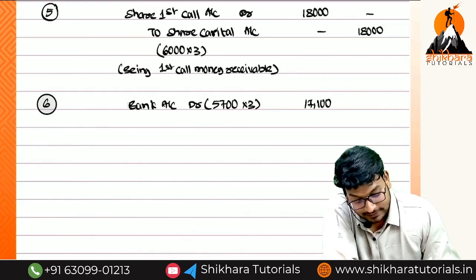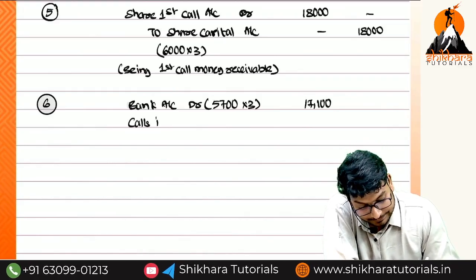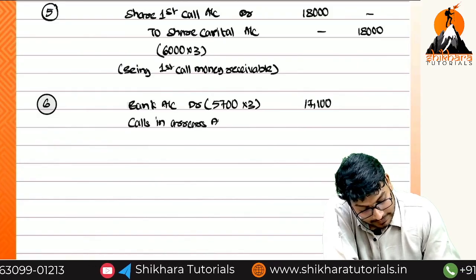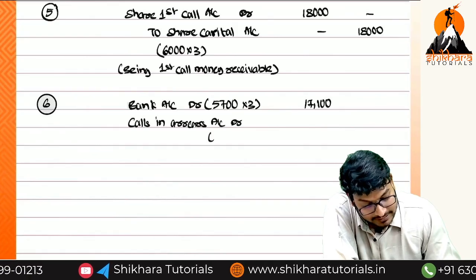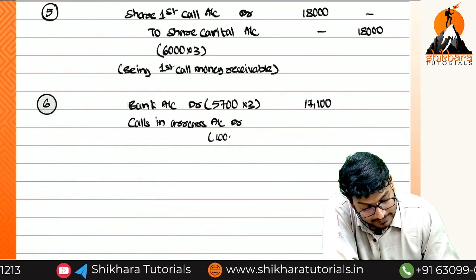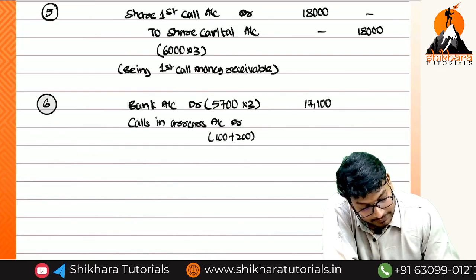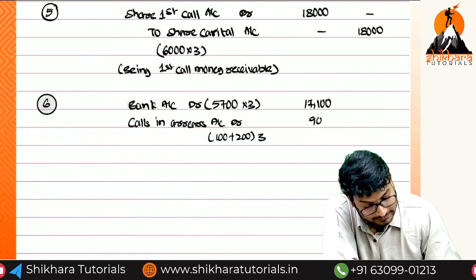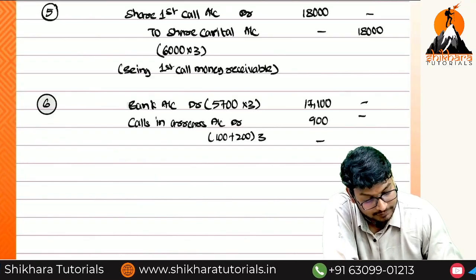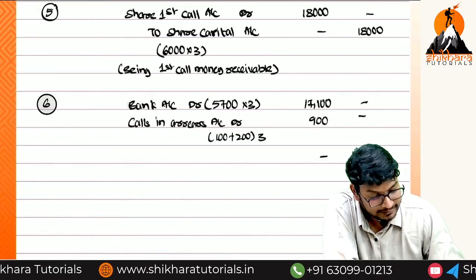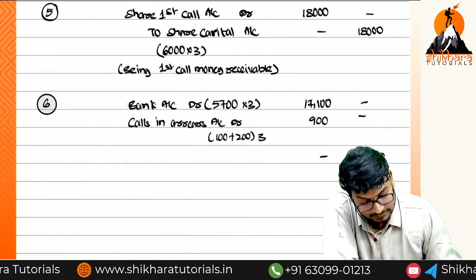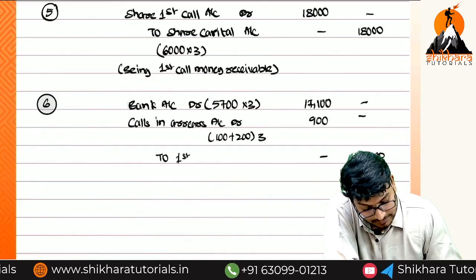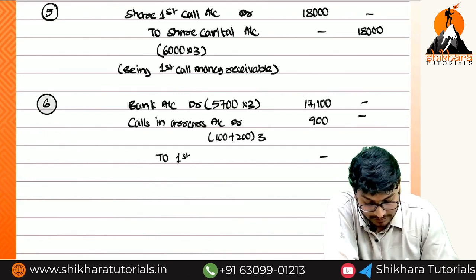What is the next one? Calls in arrears account debit. On how many shares have we not received? 100 plus 200 into 3. That is called how much? 900. What is the total amount? 18,000. Super. What do we need to write? To share first call.